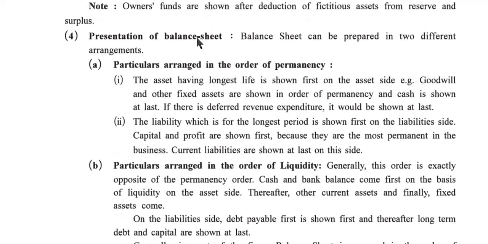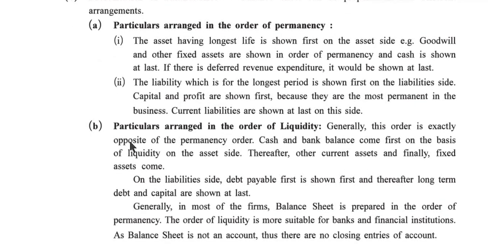Now, fourth one, presentation of a balance sheet. A balance sheet can be prepared in two different arrangements. Particulars arranged in the order of permanency: the asset having the longest life is shown first on the asset side. Goodwill and other fixed assets are shown in order of permanency, and cash is shown at last. If there is a deferred revenue expenditure, it should be shown at last. The liability which is for the longest period is shown first on the liability side. Capital and profit are shown first because they are most permanent in the business. Current liabilities are shown at last on this side.